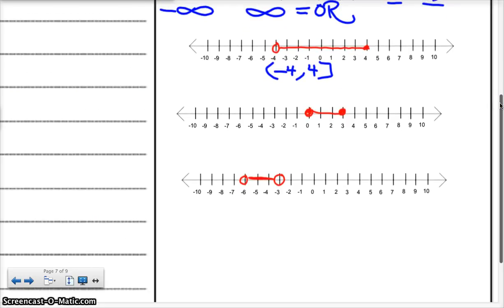Here, my step is I write down the two numbers separated by a comma. So I have the number 0, comma, 3. X ranges in between there. Well, it can equal 0, so I say it's a bracket. It can also equal 3, so it's a bracket. So x is between the interval of 0 and 3, you can include them.